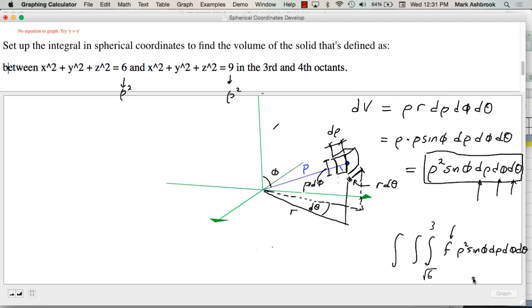And then phi. She wants 0 to pi over 2. Yep, 0 to pi over 2. That's right. And then theta. Lauren, did you get theta? Pi to 2 pi would get us in the third and fourth. Pi to 2 pi.